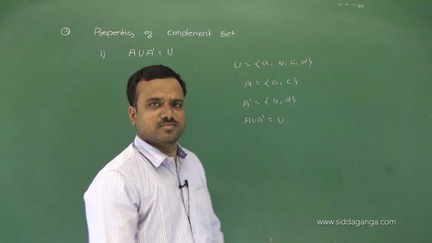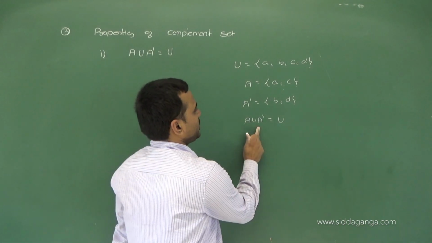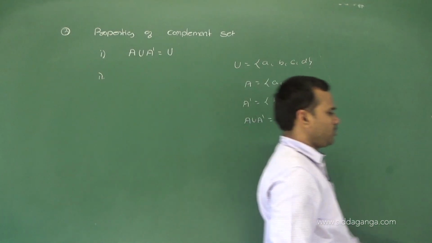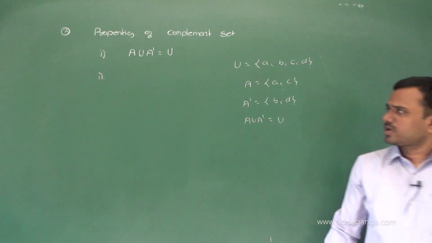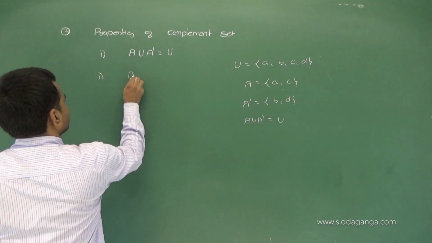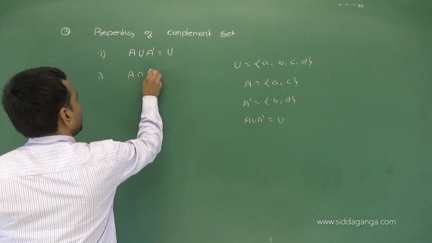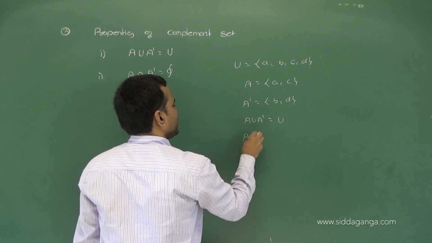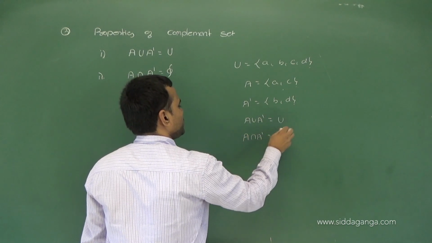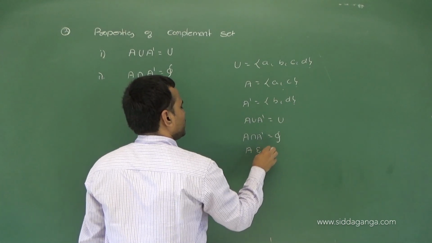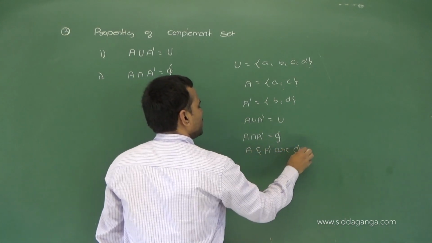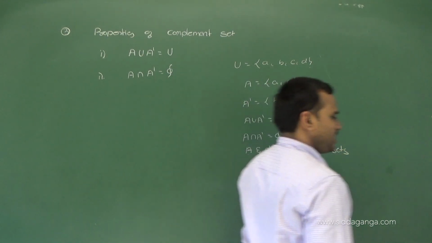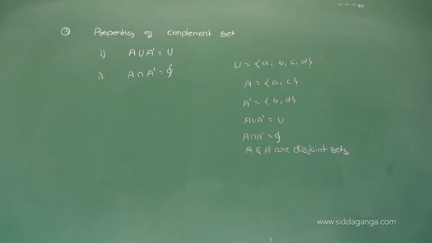Just now we discussed. Fill in the blanks: A union A dash is nothing but what? Universal set. Second property: A intersection A dash is always equal to empty set. Correct now? You observe here A intersection A dash is nothing but empty set because A and A dash are what? Disjoint sets.